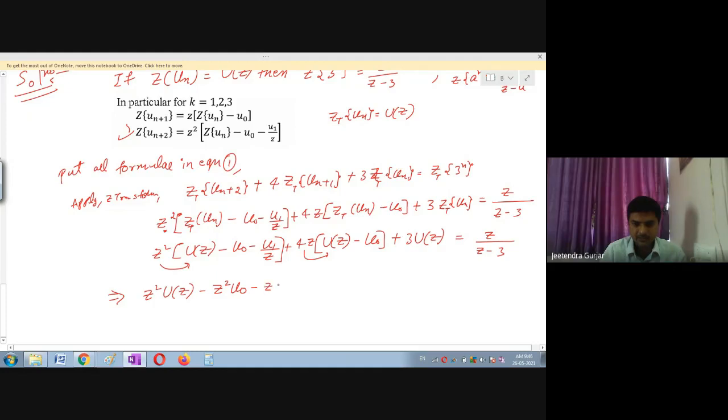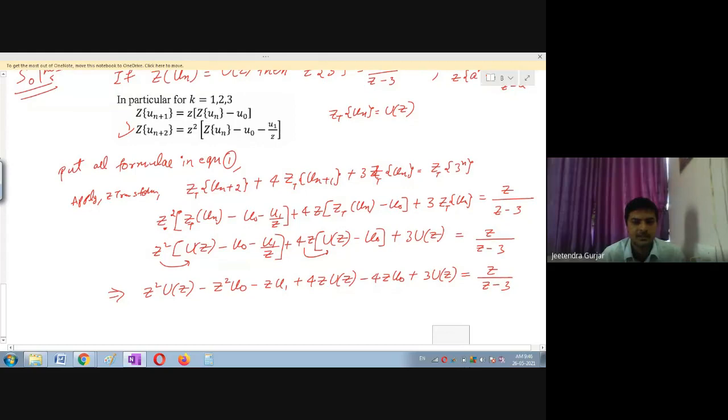I will just write Z u1. Don't get confused here, students. Denominator Z is 1, cancelled with the numerator. So this is plus 4Z u of Z minus 4Z u naught plus 3 u of Z, which is equal to Z divided by Z minus 3. Okay, students, now I can just simplify this.